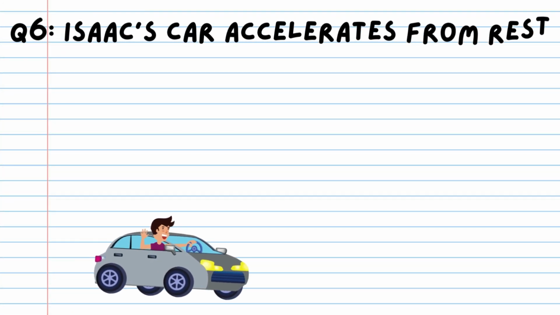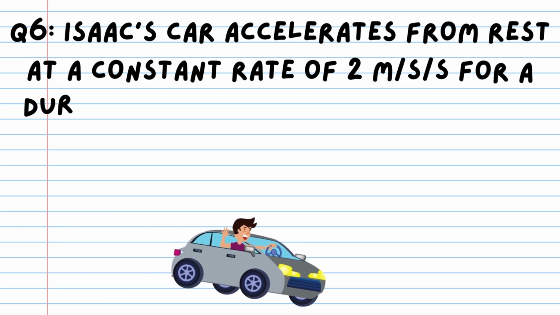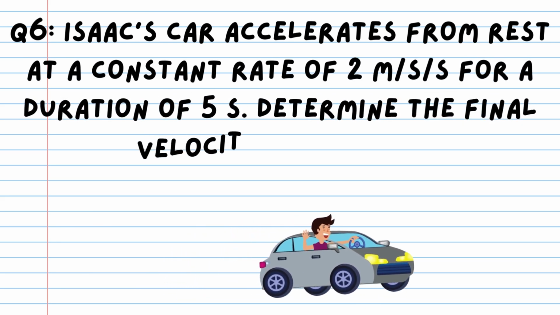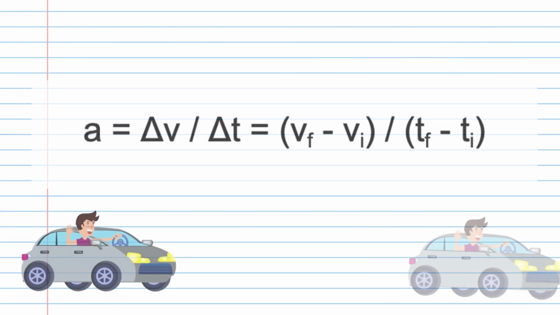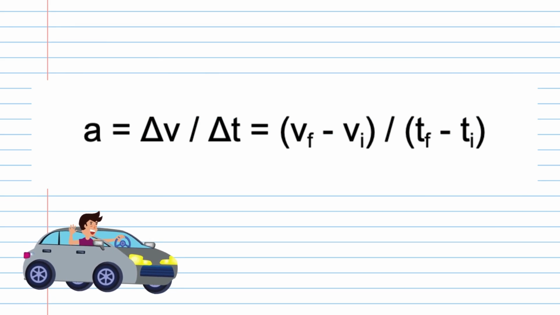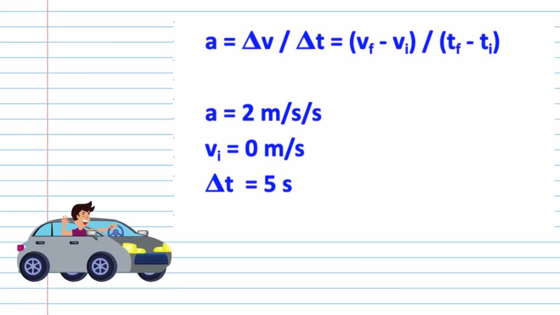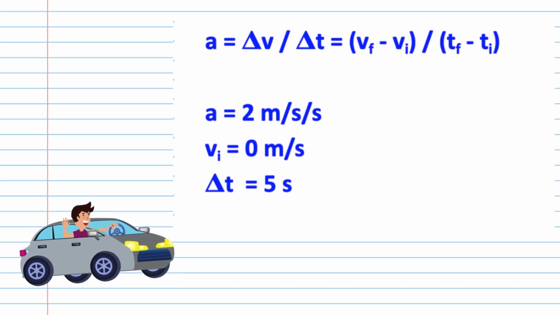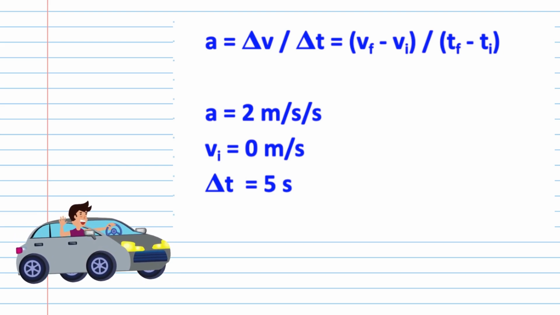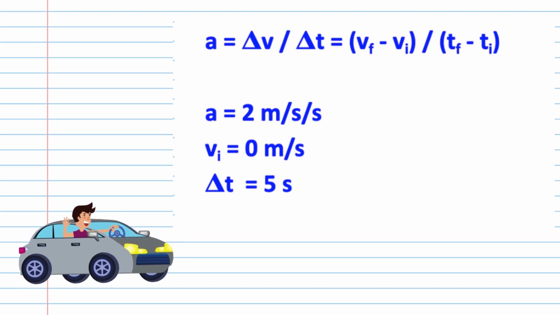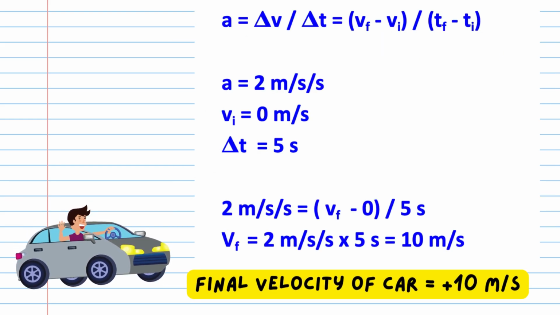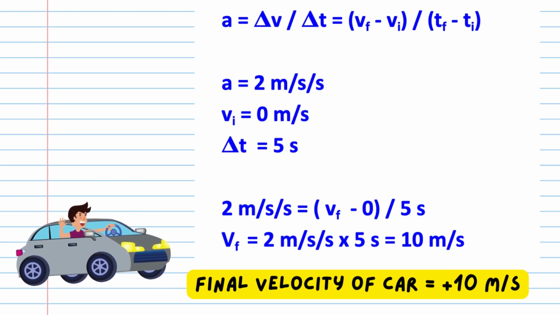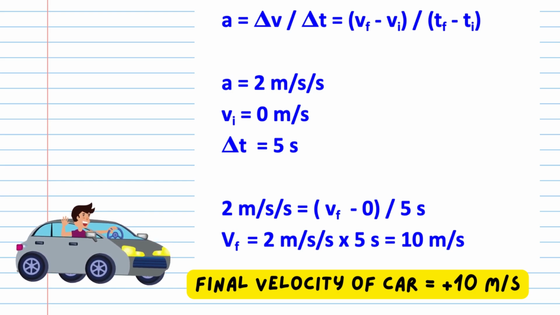Question 6. Isaac's car accelerates from rest at a constant rate of 2 meters per second squared for a duration of 5 seconds. Determine the final velocity of the car. So acceleration equals Vf minus Vi divided by Tf minus Ti. The given data says a equals 2 meters per second squared, Vi equals 0 meters per second, since the car starts from rest. The delta t is 5 seconds. So plugging in the values, we see 2 meters per second squared equals Vf minus 0 divided by 5 seconds. So we get Vf equals 10 meters per second.